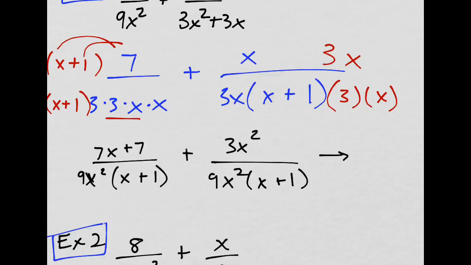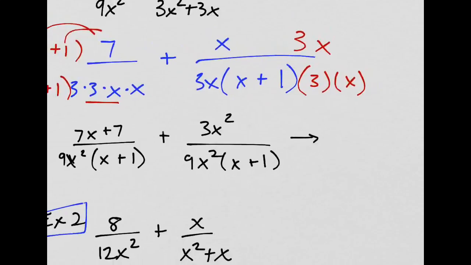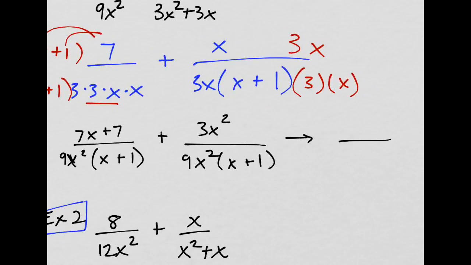I could distribute, and I probably will. But when the denominators are the same, this is the third step. When the denominators are the same, write the denominators once. That's how you add or subtract fractions. So when the denominators are the same, write it once. And now I'm going to distribute. 9x squared times x plus 1 is 9x cubed plus 9x squared.